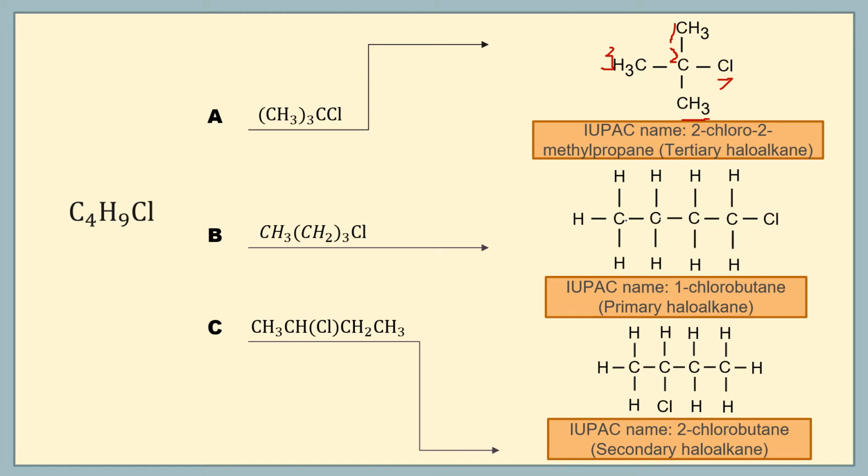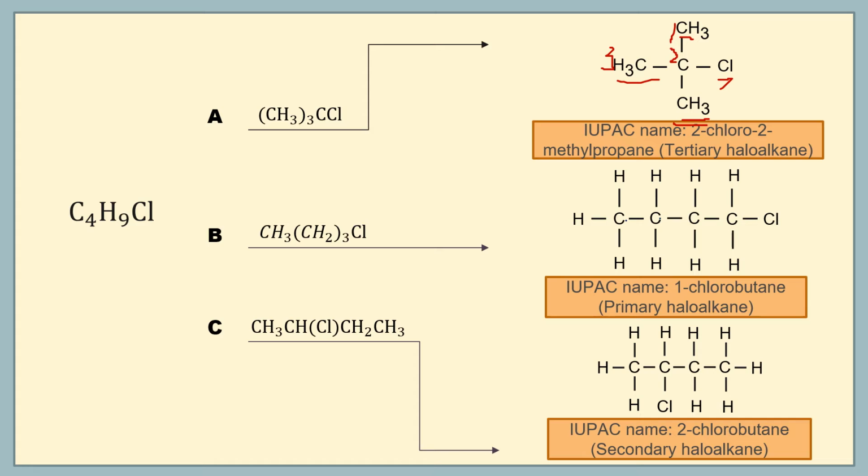For the classification, we need to look at the carbon atom that is attached directly to the halogen. From there, we can determine the classification of the isomer by the alkyl groups. As we see here, the carbon atom that is attached directly to the halogen is carbon number 2. So next we have to look at the alkyl groups. So we have 1, 2, 3. So the classification will be tertiary haloalkane.